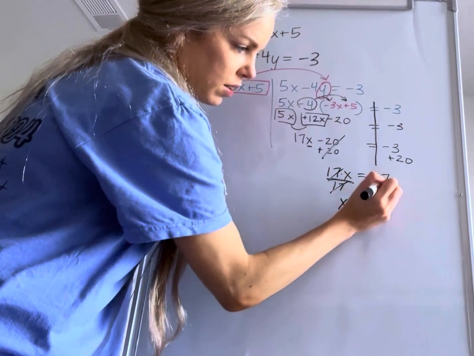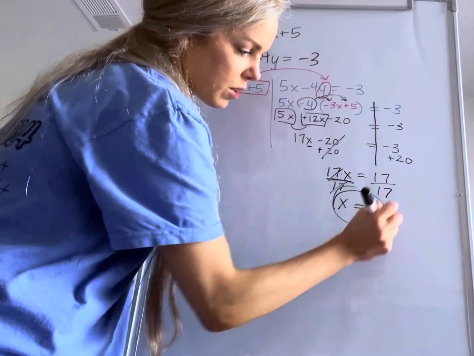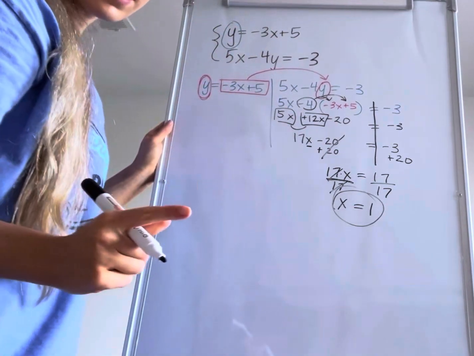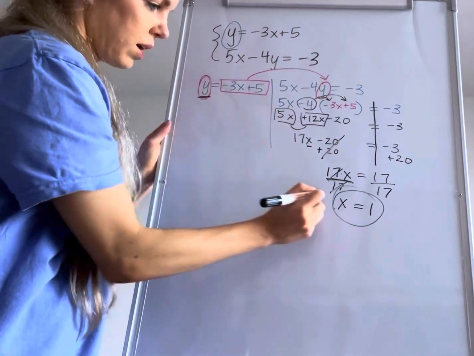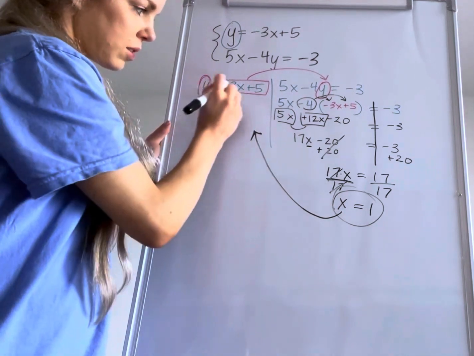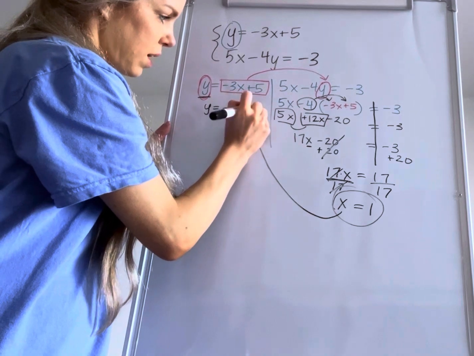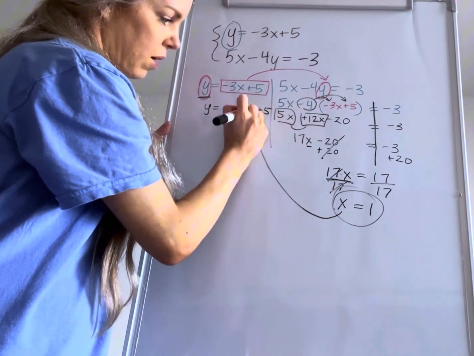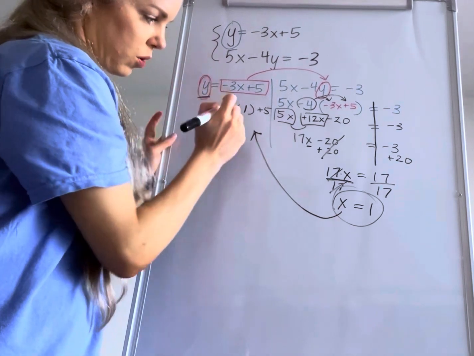Okay, 17 divided by 17 is 1. And so now we have x equals 1. We're not done because the solution to this system also includes the y. And so we take that x equals 1 and we go back to this original equation, and we can now substitute the x with its value of 1. And then we just number crunch, simplify.